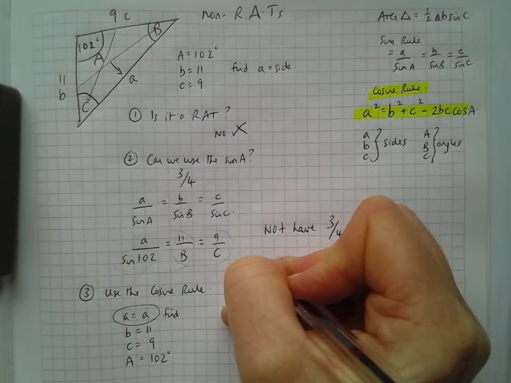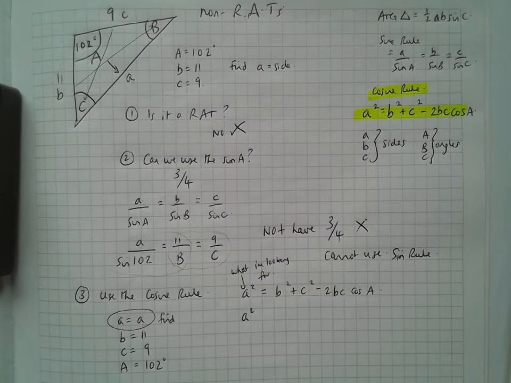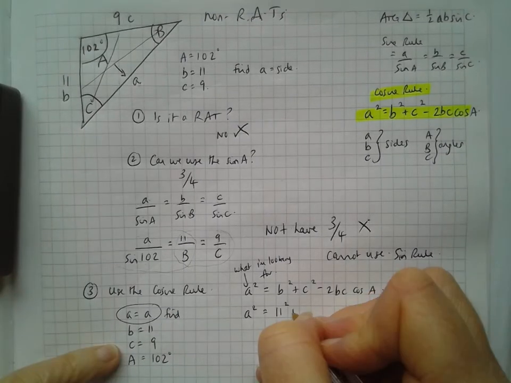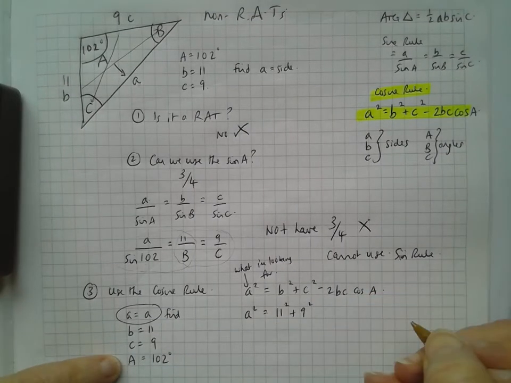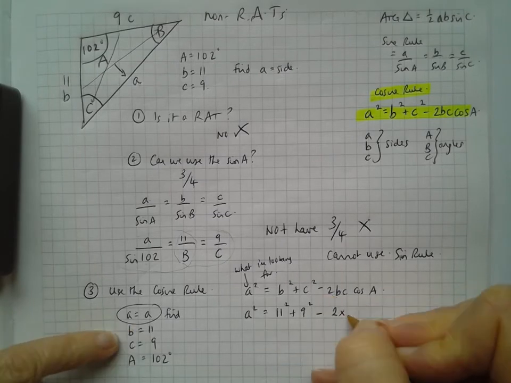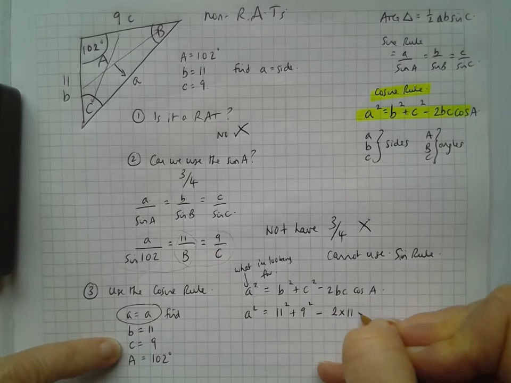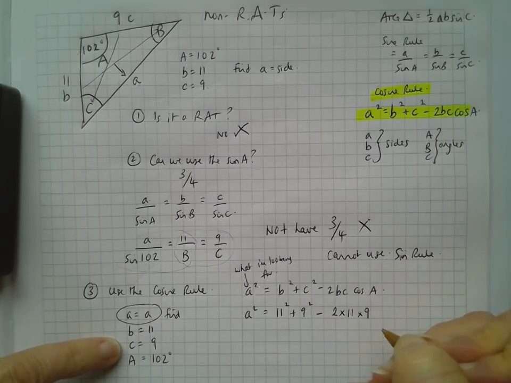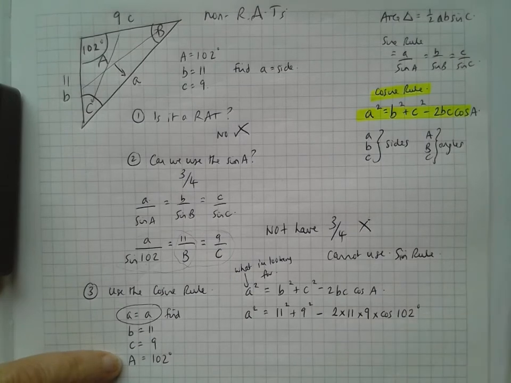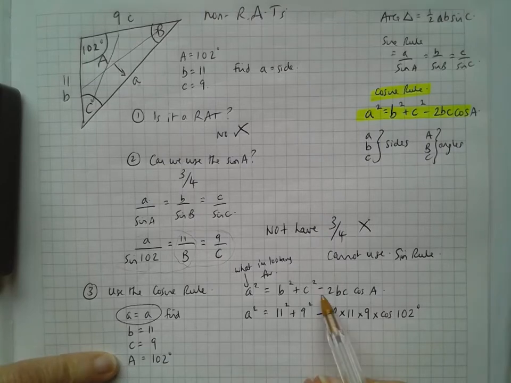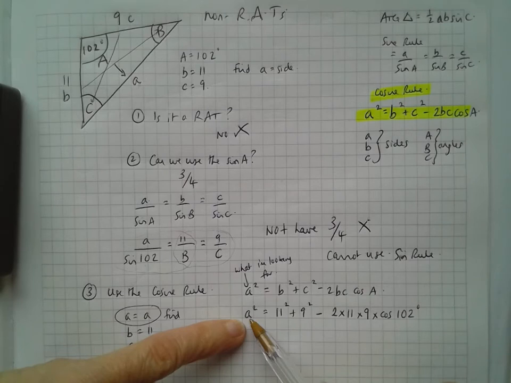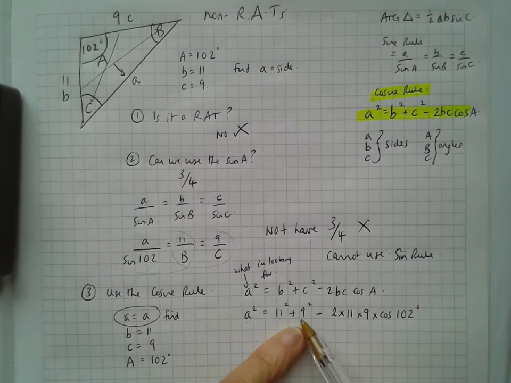Now, b is 11, so it's 11 squared. c is 9, so it's 9 squared. Minus 2 by b, that's always a 2, 2 by b, which is 11, by 9, which is c, by cos 102. Okay, so a squared equals b squared plus c squared minus 2bc cos A. a squared is what we're trying to find. b is 11, so it's 11 squared, plus 9 squared, minus 2 by 11 by 9 cos 102.